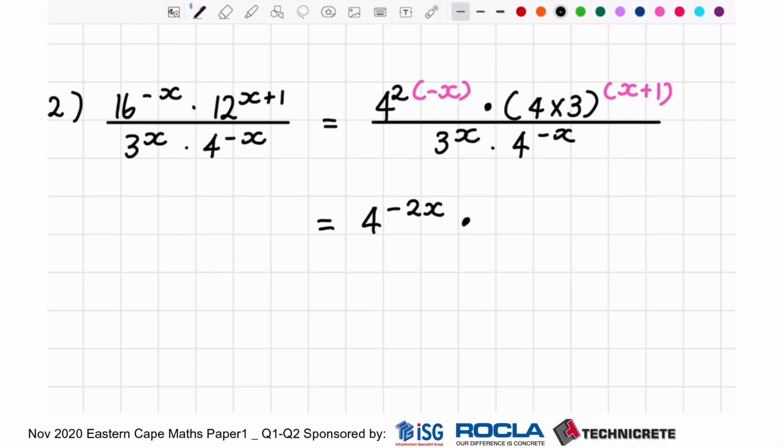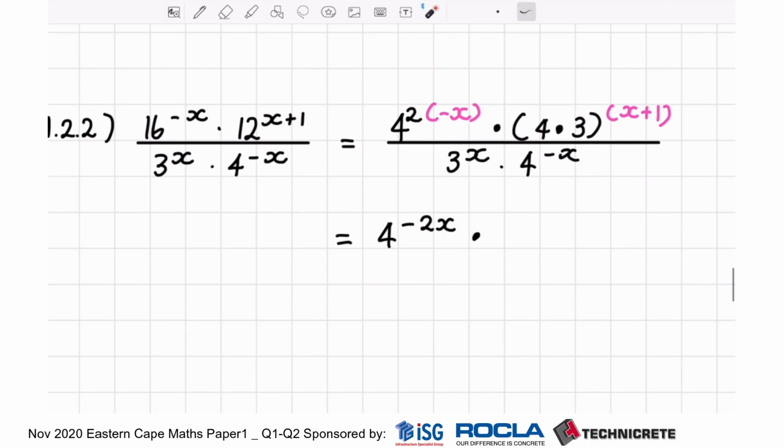Now when I've got bases that are multiplied together, this exponent belongs to each of the bases. So this x plus 1 belongs to the 4, and it also belongs to the 3. So I can separate these out, and I've still got them as products. So I'm going to have 4 to the x plus 1, and then times 3 also to the x plus 1.